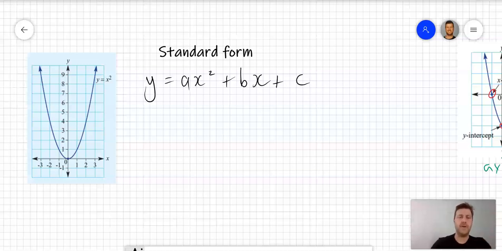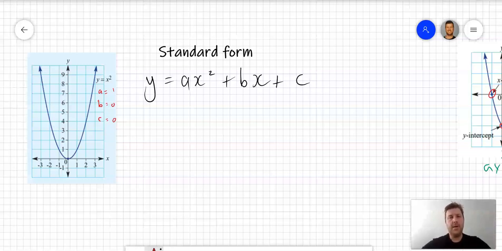Now, the example I've got there on the left-hand side, there's only one term, y equals x squared. Now, the value of a in that equation is actually positive 1. Remember, there's nothing there. We assume it's a positive 1. B is equal to 0, and c is equal to 0. All right, and that's okay. As long as a is not equal to 0, we can have a parabola. All right, so that's the most basic form of a quadratic equation.